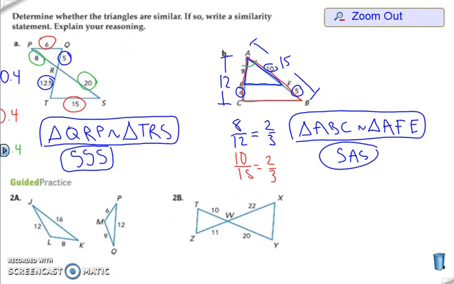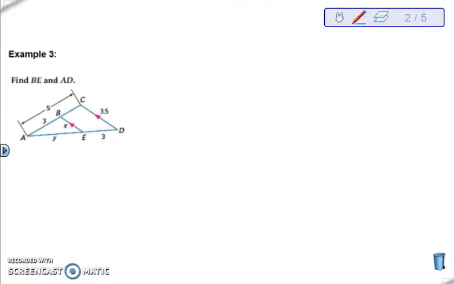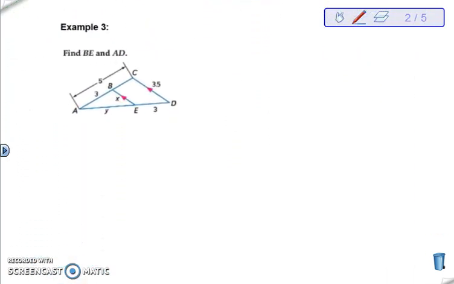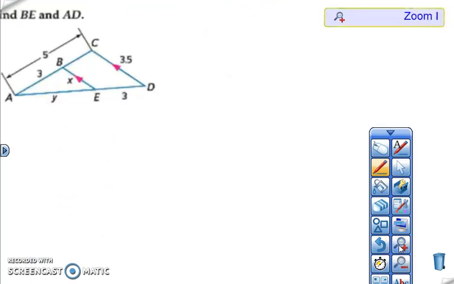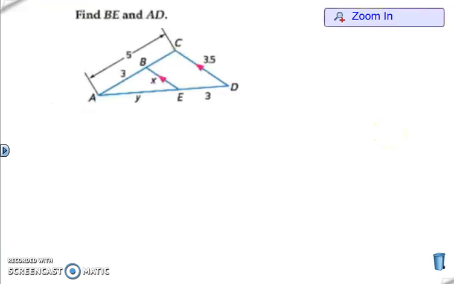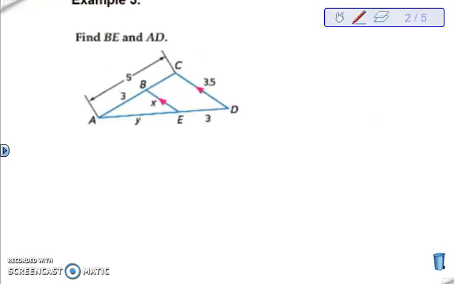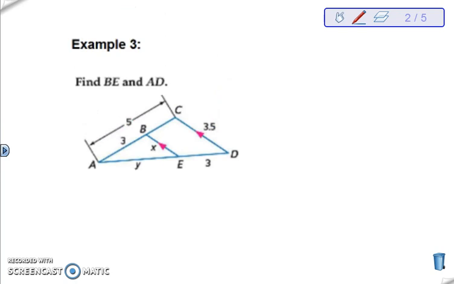All right, so you have a couple guided practice to try on your own. Let's look at example 3. Okay, so this time we know the triangles are similar. The directions got cut off, but let's assume that they told us the triangles are similar. We need to use the similarity to find BE and AD. Well, here's BE. I notice that's got an X. So once again, let's trace our two triangles and use our proportions to find the missing variables.